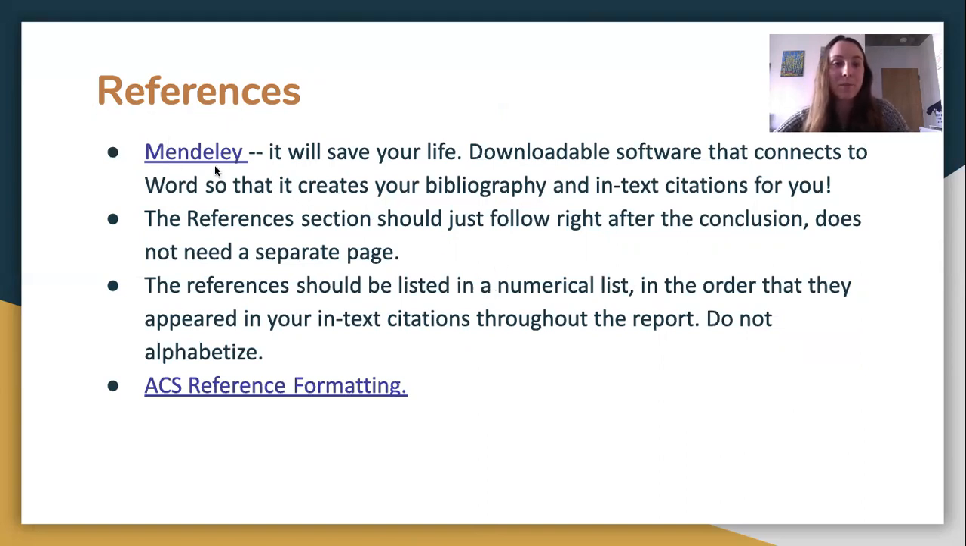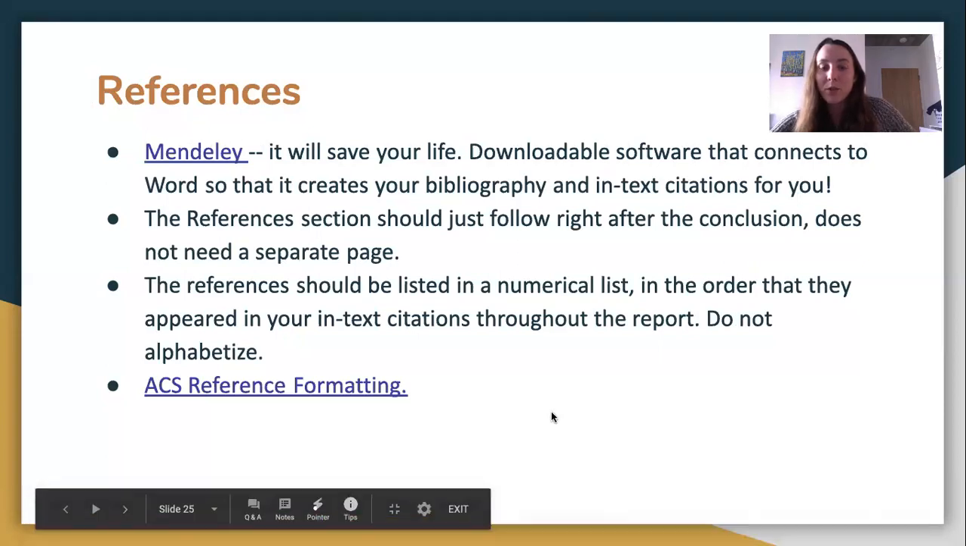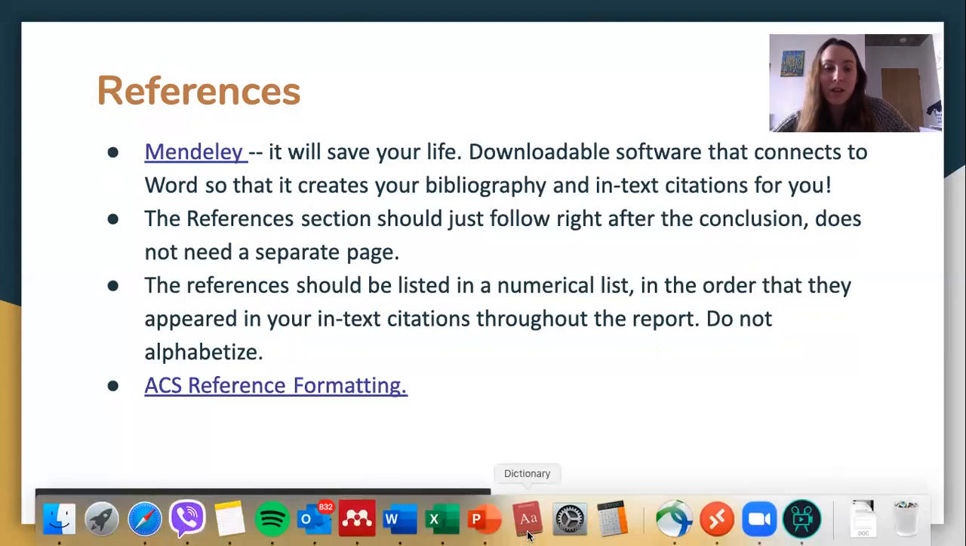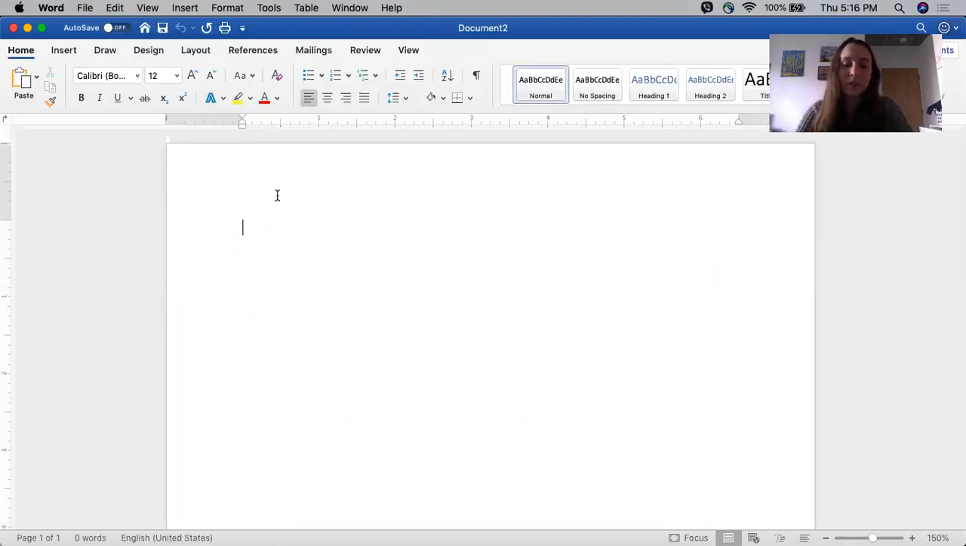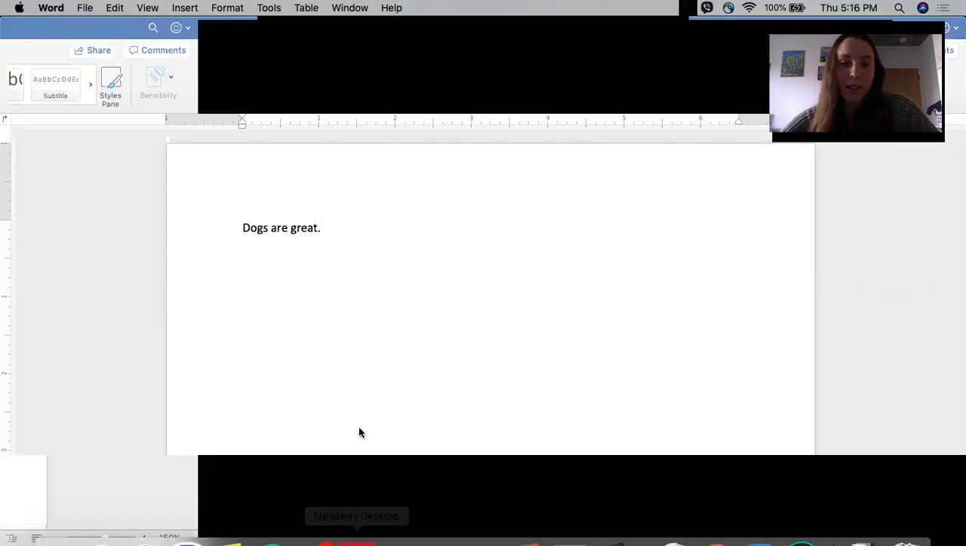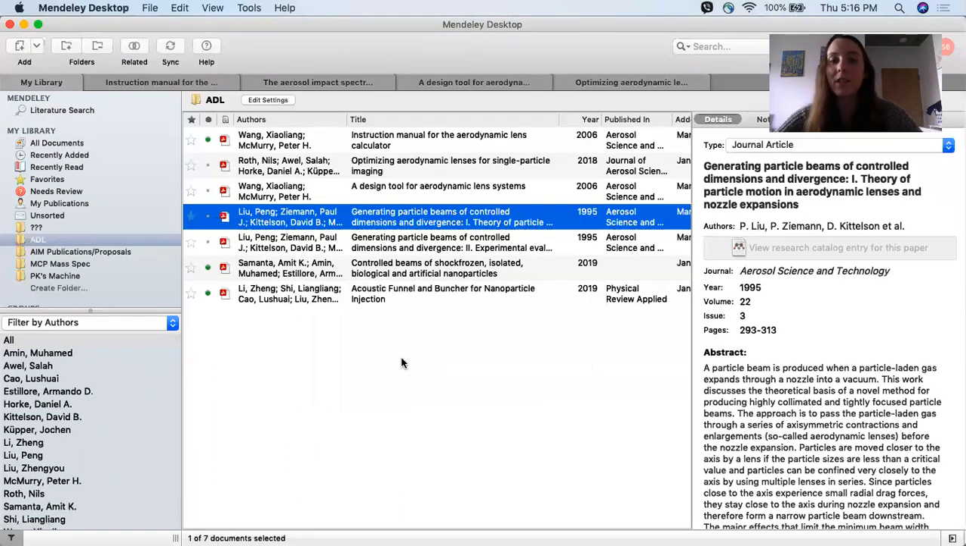But another thing I want to stress is using Mendeley because it will save your life. This is a downloadable software. It will connect you to Word and automatically create a bibliography for you, which is pretty cool. So I want to demonstrate that real quick. I'm going to open up a new document. Okay, let's say I write a sentence that says, dogs are great. But I can't just make that statement. I need to back that up somehow. I need to cite this. So after you set up Mendeley, downloaded that software, which is right here, you will have a library. And you can just drag and drop papers right in there. And it automatically pops up all of the information.